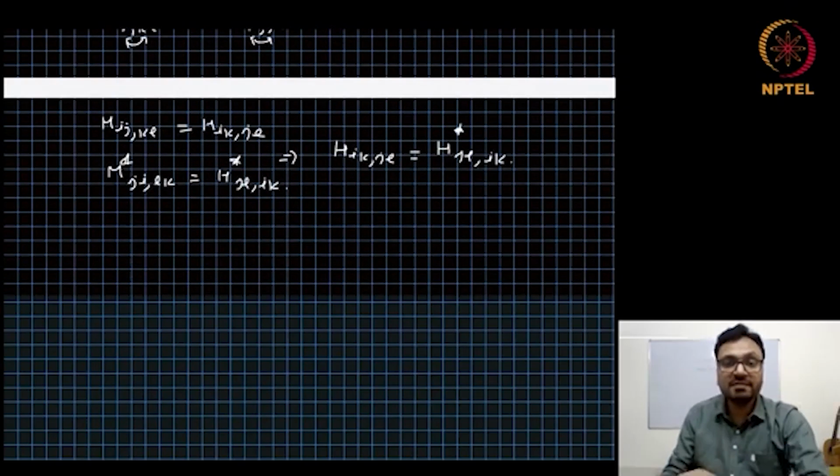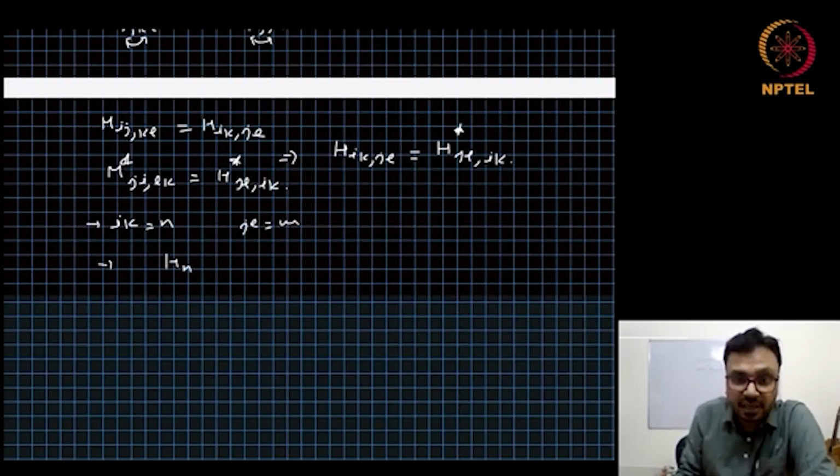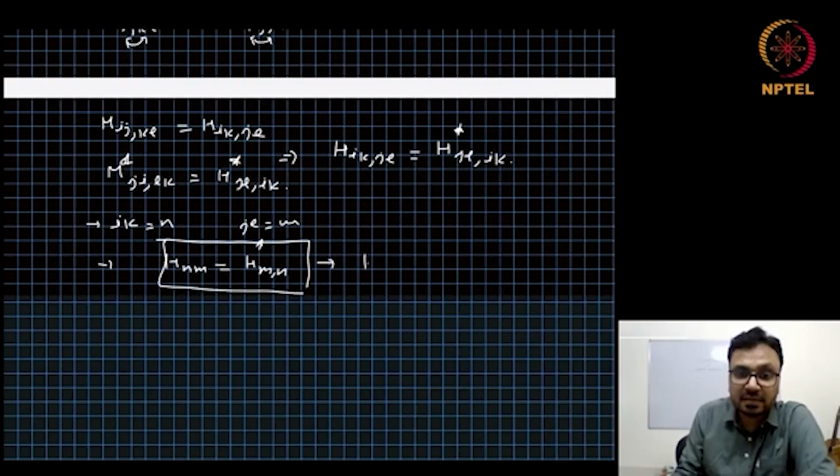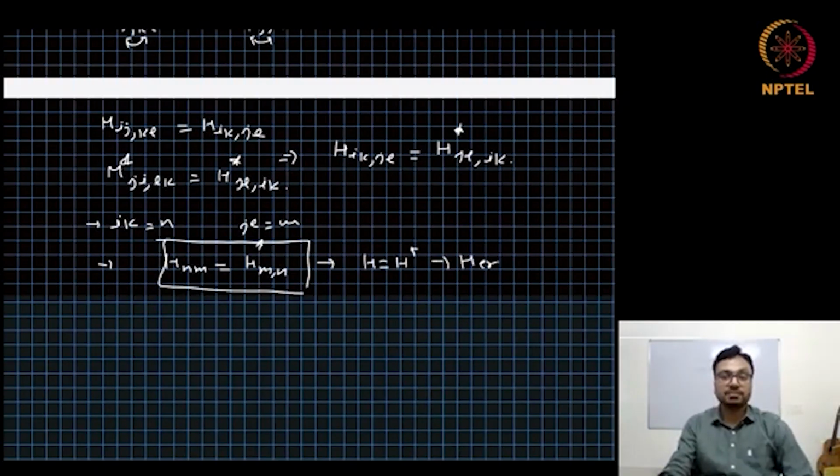Now, how is it a simplification? If we identify IK with N and JL with M, then the condition reads H NM equals H star MN. So in other words, H is equal to H dagger. So H itself is Hermitian.